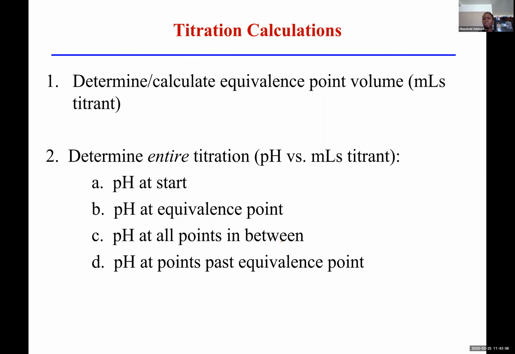So when you're dealing with titrations, there are two main calculations that you're going to do. Figure out what the equivalence point volume is, or figure out what's going on at the equivalence point, and then you can also determine what's going on through the entire titration. You can figure out the pH at the start, the pH at the equivalence point, the pH at all points, and the pH past equivalence point. So that's most of the math that you're going to be doing dealing with titrations.